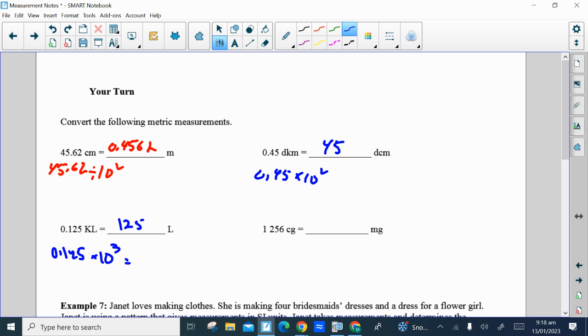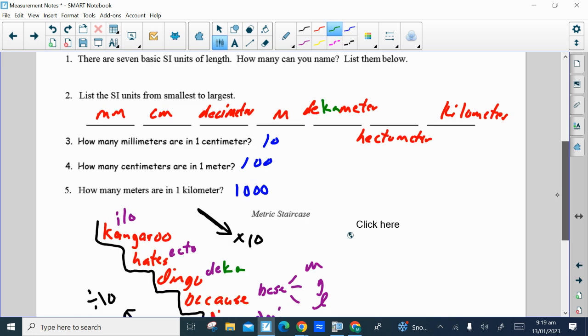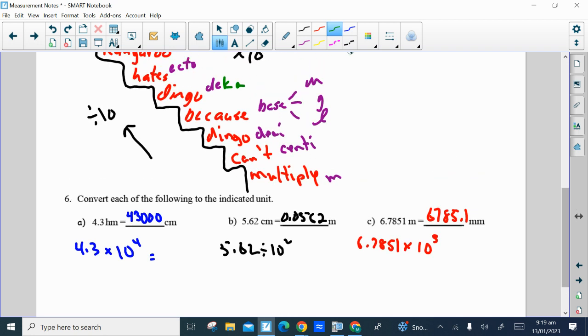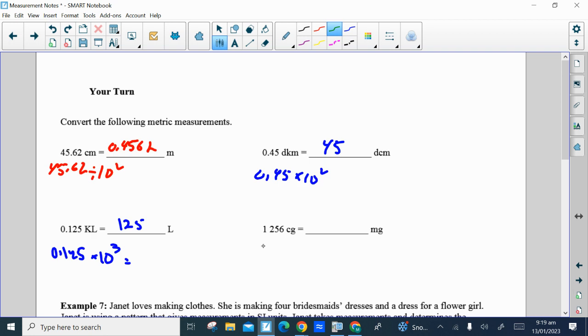And to go from centigrams to milligrams, you're going to go down the metric staircase only 1 spot, which means you're going to multiply by 10 once. So 1256 times 10 to the 1. We'll add 1 zero on that. It'll be 12,560.